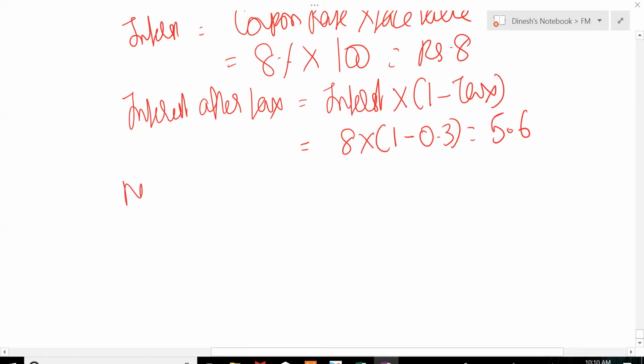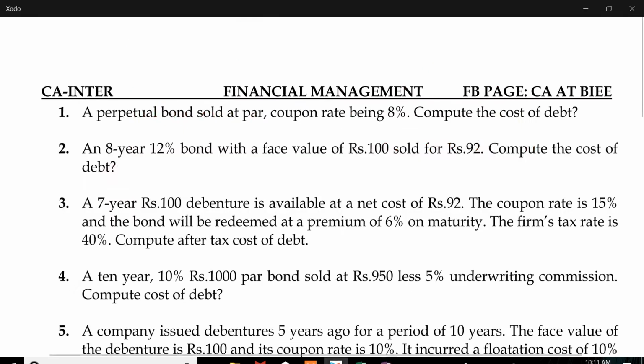Net proceeds. Now, any problem on debt, I ask only two questions. First is whether it's redeemable or irredeemable. Second, whether it's an existing issue or a new issue. Now, is this a new issue being made by the company or an existing issue? A perpetual bond sold at par.